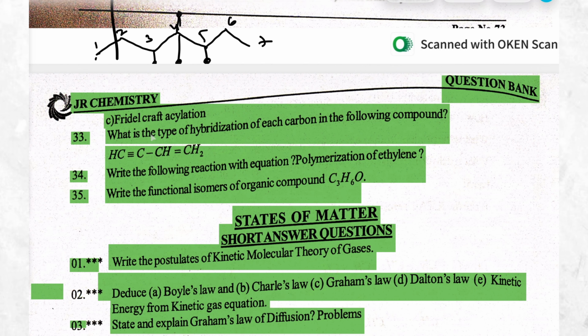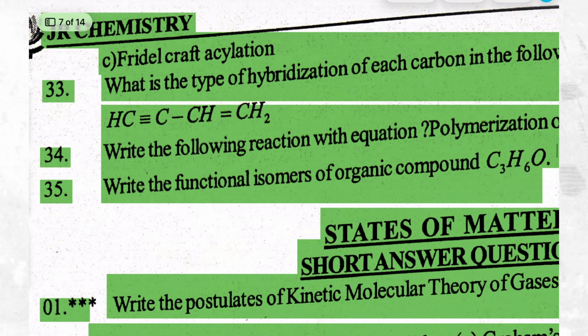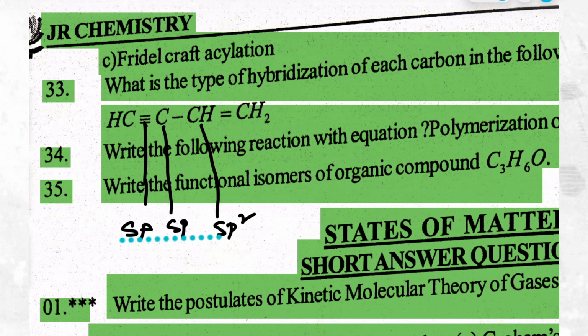Friedel-Crafts alkylation. And what is the type of hybridization in each of the following? Very easy, this also. I will tell you. See how to find the hybridization. Triple bond is there: sp hybridization. Single bond: sp3. On the other side we have a triple bond, also sp hybridization. Double bond is there: sp2. Double bond is there: sp2. That's it. We'll get the answer for this.